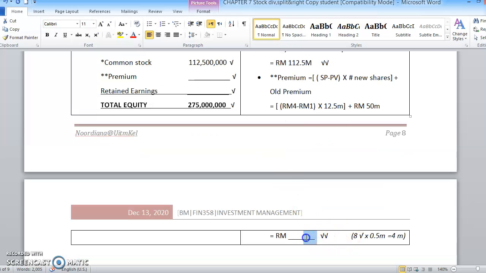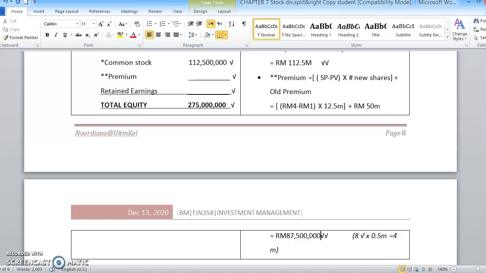Yes, okay. So, kita akan dapat, saya sambung kat bawah ni ya, 87 juta 500,000. Okay. Ataupun 87.5 million. Okay. So, ini yang kita akan dapat. Right. 87 juta 500,000. Kita tulis dekat sini. The new premium adalah 87 million and 500,000.